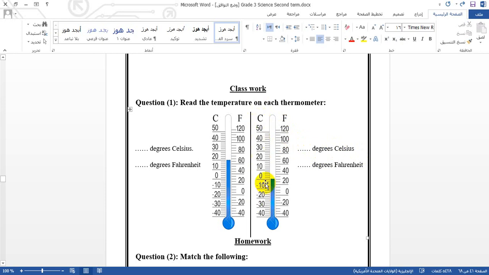So you have to measure the temperature here. The blue line here reaches what exactly? To 0 Celsius degrees. Okay, guys, so you have to write 0 here. Now what about degrees Fahrenheit? We have to go to the degrees in Fahrenheit. So this is the Fahrenheit side. Okay, what does it read, guys?